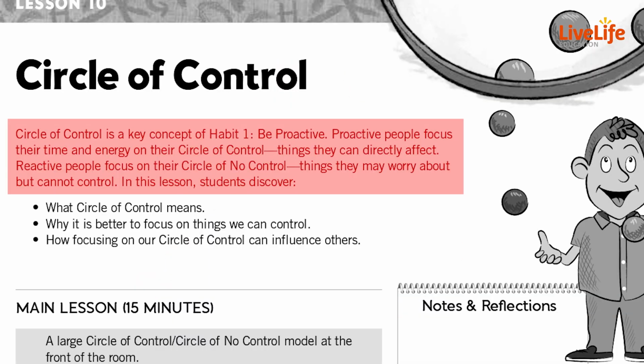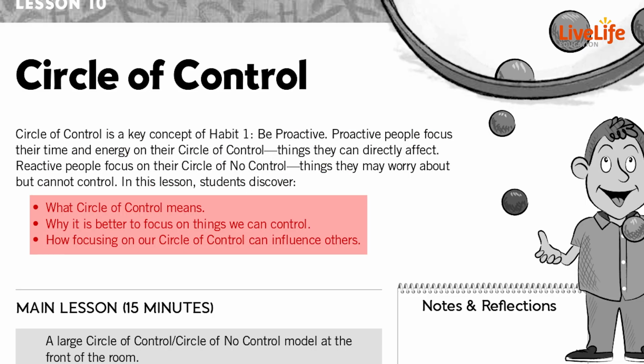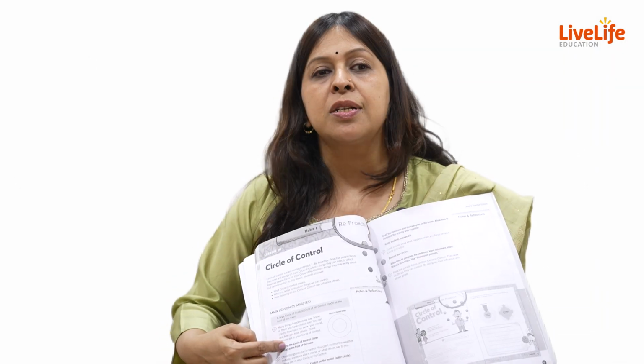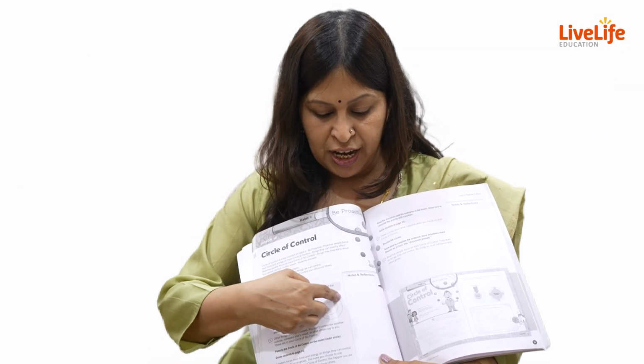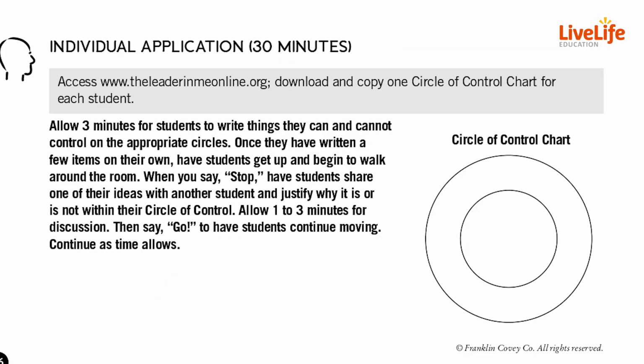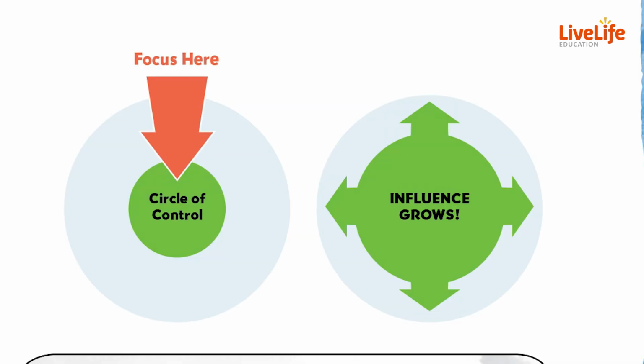Circle of Control. Now the first paragraph tells us the meaning and the content of this particular lesson. You write it in the class and share it with the children. What is circle of control? It is better to focus on your circle of control. These things you share. Then you start the class with an activity. You take a circle of control and a circle of concern diagram and make the children do this activity.